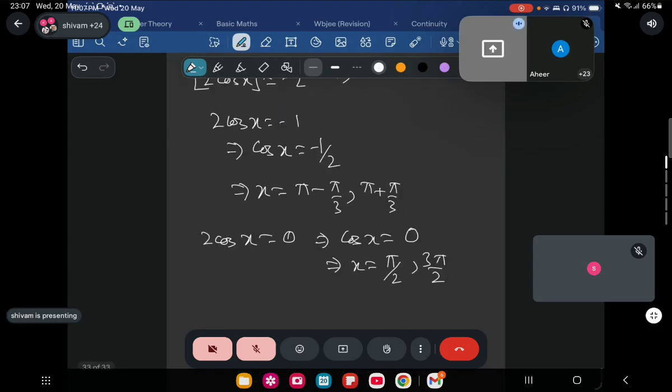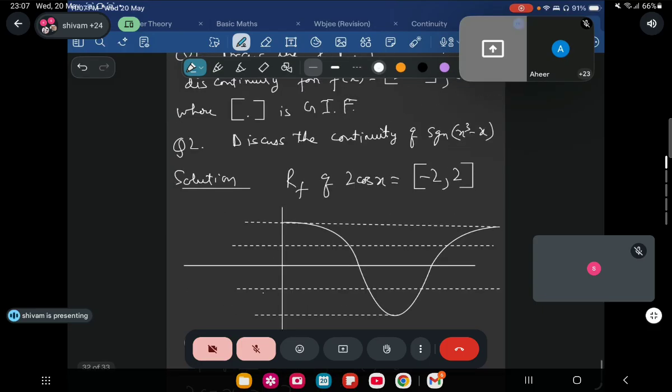Next. Achha, 2 cos x can be equal to 1. 2 cos x equal to 1. This implies cos x equal to half. That means x equal to pi by 3 and pi minus pi by 3, or you can say 2 pi minus pi by 3. That will give us 5 pi by 3. So another 2 points, everyone.